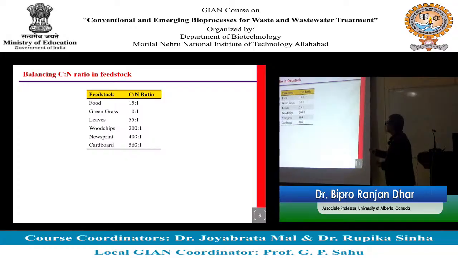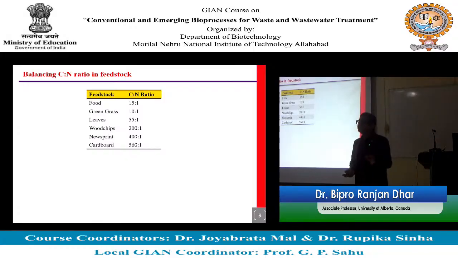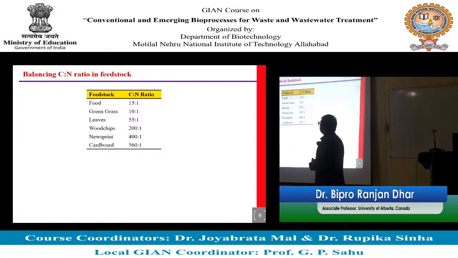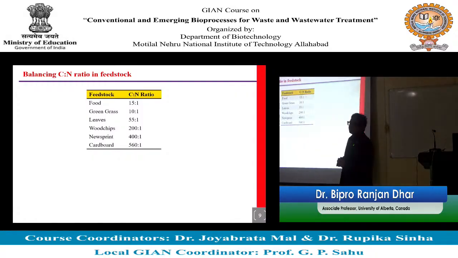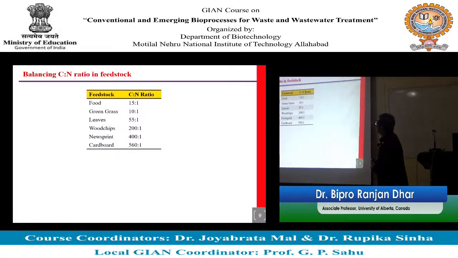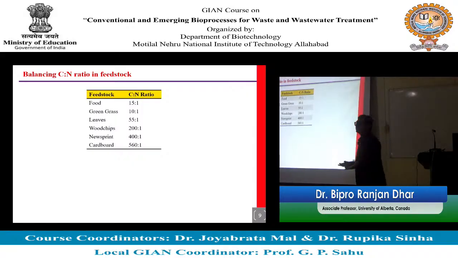But before that, here are typical carbon to nitrogen ratios in different types of organic waste generated from our households. Food waste is 15:1, green grass 10:1, leaves 55:1, wood chips 200:1, newsprint 400:1, cardboard almost 600:1, right? None of them is actually 30:1. So if you use a single feedstock, it's not going to work.